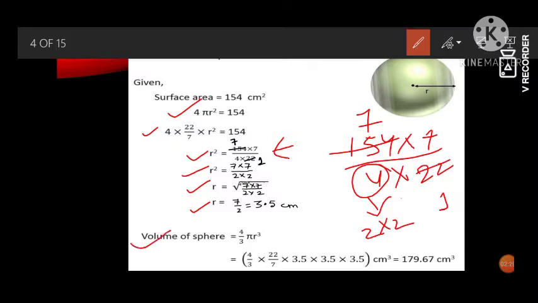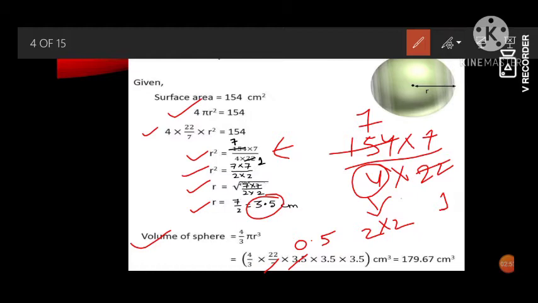Now the volume of the sphere, the formula is 4 by 3 pi r cube. So in place of pi, we are going to substitute 22 by 7. In place of r, we are going to substitute 3.5. So we will write 4 by 3 into 22 by 7 into 3.5 into 3.5 into 3.5. Now 7 and 3.5 will cancel and we can write 0.5.